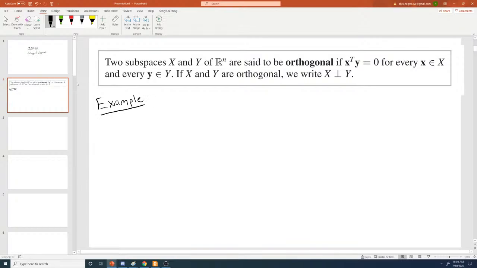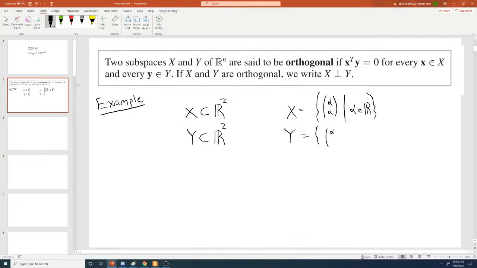So I'm going to define 2 subspaces of R2. X in R2 is going to be defined to be the set of vectors (alpha, alpha), where alpha is a real number. And my second subspace Y is also going to be a subspace of R2. It's going to be defined to be the set of vectors (alpha, negative alpha), where alpha is a real number. Now, suppose we take a vector from X and a vector from Y. So, for example, we take (alpha, alpha) from X, and just use a different letter, we take (beta, negative beta) from Y.